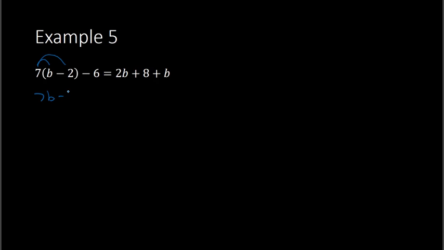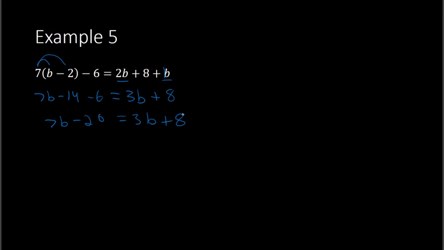So I have 7b minus 14, then minus 6, equals, on the right side, 2b plus 1b would give me 3b's, and then plus 8 over here. Alright, and on the left side I can simplify further. Negative 14 minus 6, that would give me negative 20.